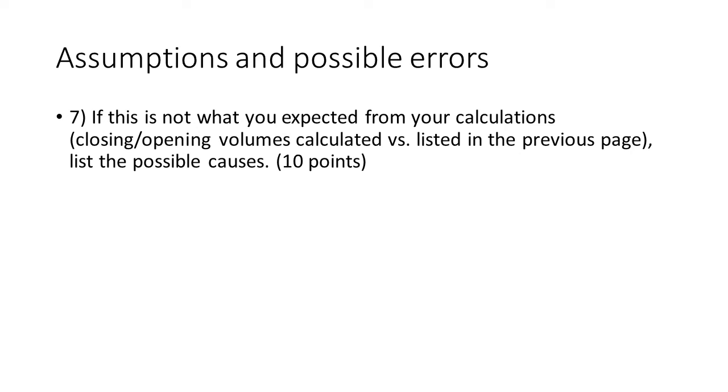Assumptions and possible errors. If this is not what you expected from your calculations, and the closing and opening volumes calculated are different than what's listed, what are the possible causes? Some ideas can be the pressure gauge may not be accurate. It may be very hard to read the pressure gauge. The values could be different than what the book says. We might have read the book incorrectly. Do you have any other possible reasons for possible errors?